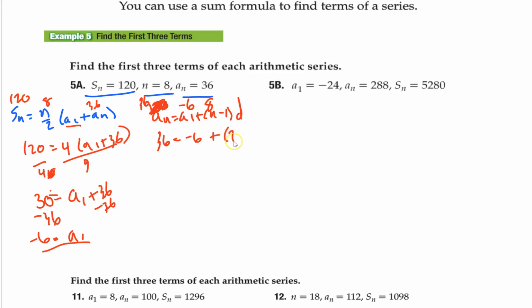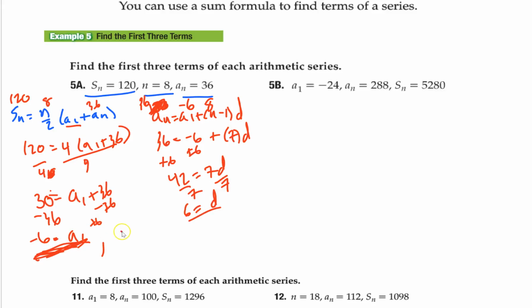n minus 1 is 7 times the common difference. Then here we solve it. 42 equals 7d. Divide by 7. d equals 6. Now let's talk about how to find the next couple of terms. It's really easy. I don't think I talked about this yet. Well, if you know the first term is negative 6, the next term, well, if the common difference is 6, you just add 6 to it.